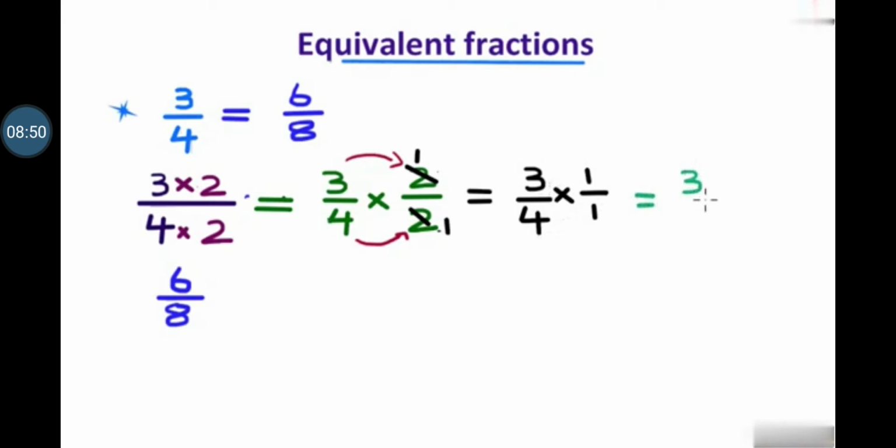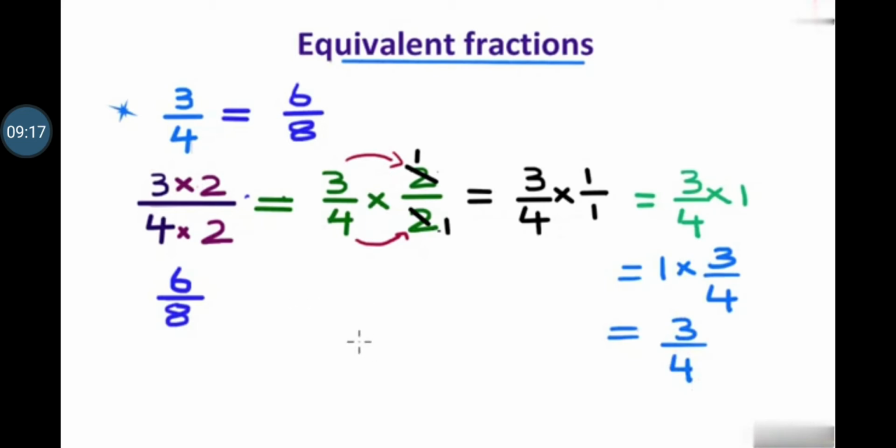Like this, you can see that when we multiply 3 upon 4, it will be equal to the same fraction, that is 3 upon 4. So it means how it is equivalent to 6 by 8. I hope you understood about it.